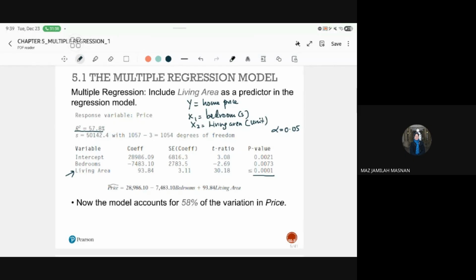Hello, class. Please, you can try. It's okay. Whether it's correct or wrong, I don't mind. Just respond to my questions. Is living area significant to the model?